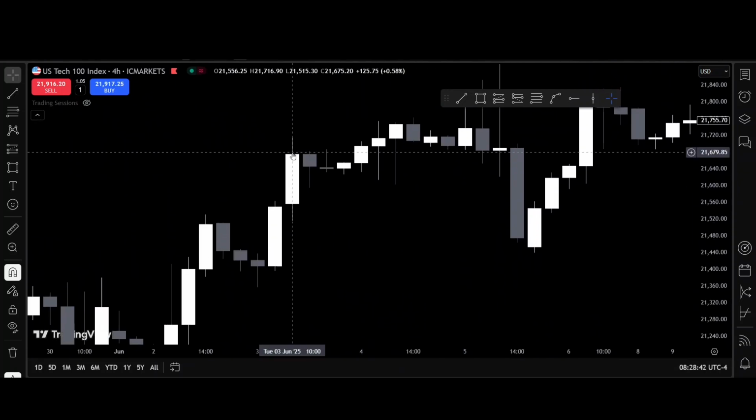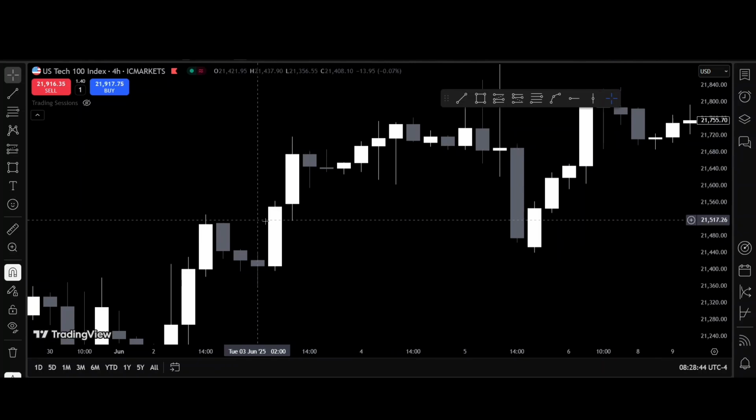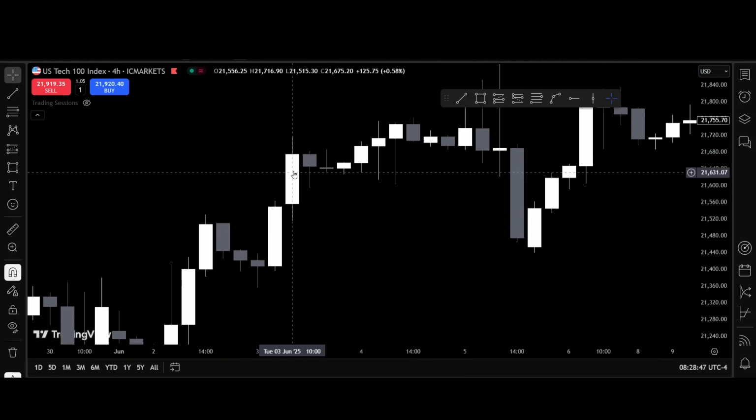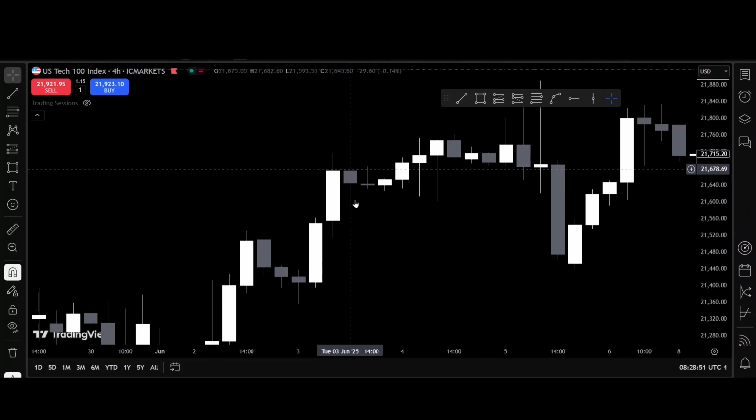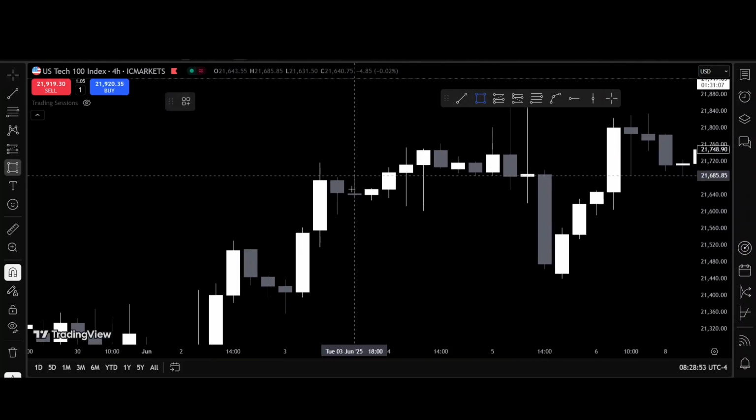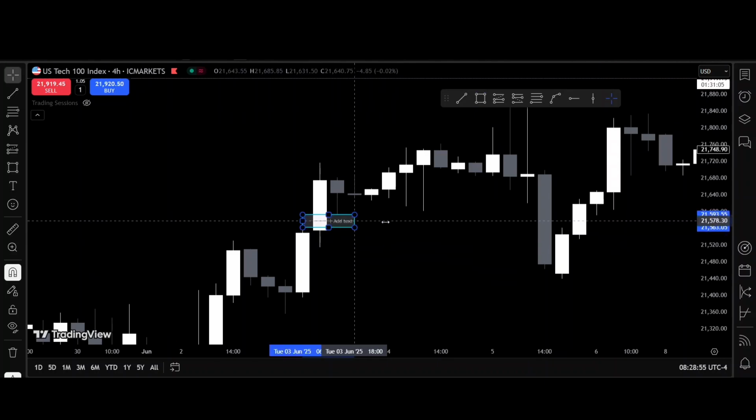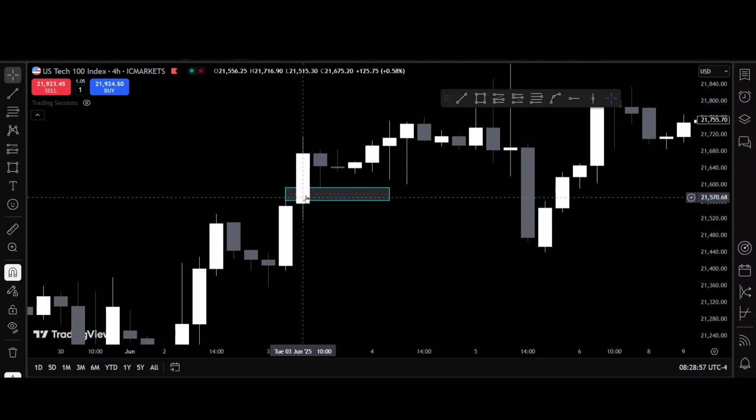This is a really good example. First candle is bearish, second candle is bullish, third candle is bearish. We don't want to be looking at the first or the third candle. You want to be looking at the second candle. The gap is right here. Second candle was bullish, so this is a bullish fair value gap.